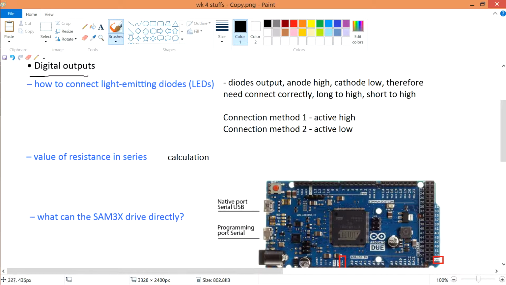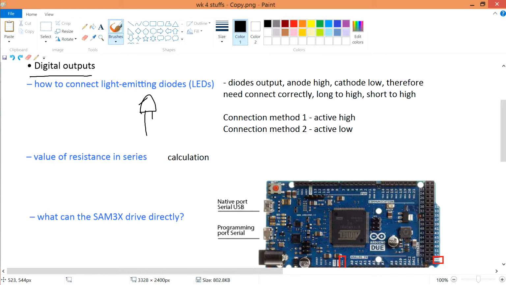So we're going to talk about the digital output first. Why is an LED a digital output? Because when you send an input into the Arduino itself, there will be a light emitted. Either it outputs light or it outputs nothing. Later on we'll talk about it.